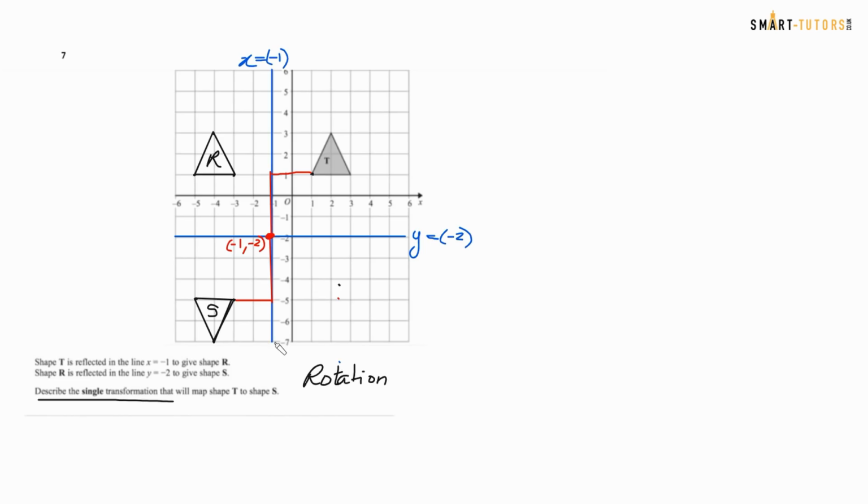So the way we are going to write it, we need to tell which transformation. We know this is a rotation, so rotation 180 degrees, anti-clockwise or clockwise, it doesn't matter. Or without putting anti-clockwise or clockwise, you can put rotation 180 degrees about the center point, the point minus 1, minus 2. So the three important things in the rotation are the angle of rotation, the direction of the rotation, and the point. So you have given all three. That is our final answer.